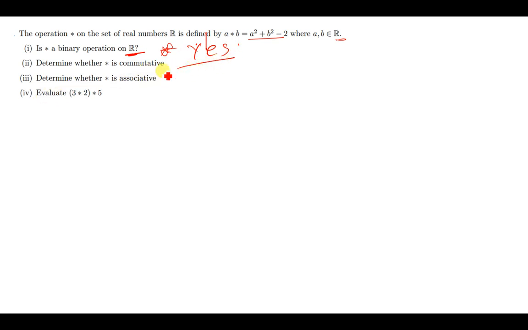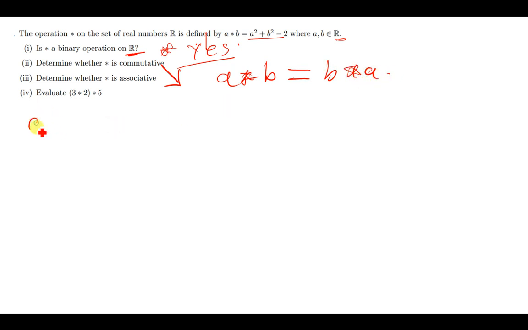And then the next question here is: is star commutative? For this one, you can either use numbers. You just pick any two numbers from the set of real numbers, and then try to solve the question both on the left and on the right. So we know that for commutative, A star B should equal B star A.